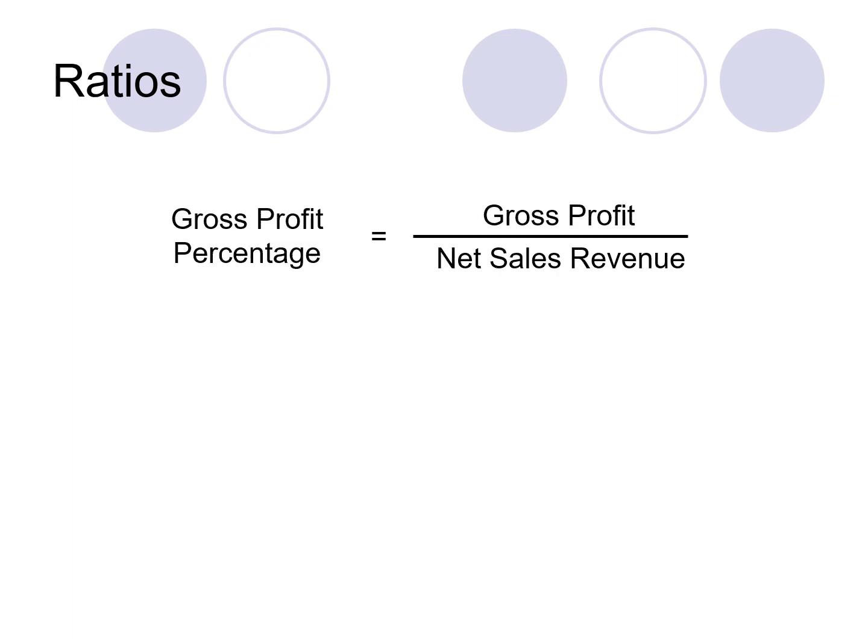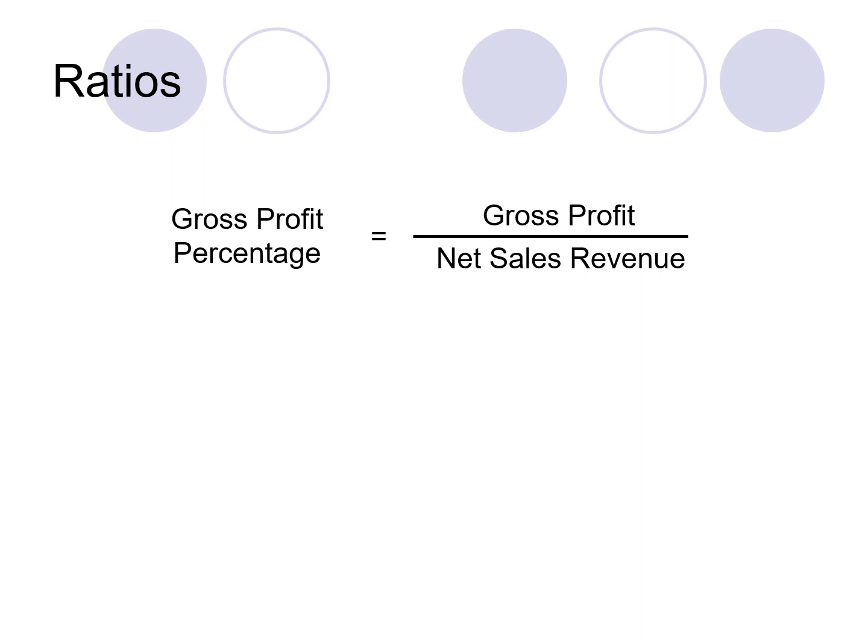The first ratio which can be used is called gross profit percentage, and it can be attained by dividing the amount of gross profit by net sales or sales revenue. It suggests what percentage gross profit is of the total value of net sales revenue. So the higher the gross profit, the more profit the company is generating.